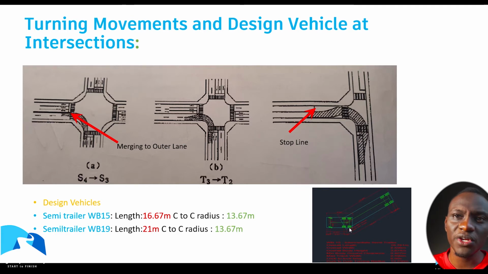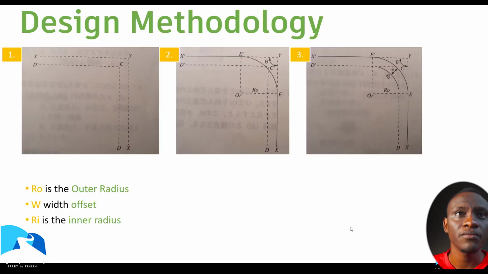This is just showing what happens in Civil 3D. We're going to go to that quickly. Now, this is the design methodology. We are assuming that X1, X and D are the width of the lane. So even at the bottom, D and X are the width of the lane.